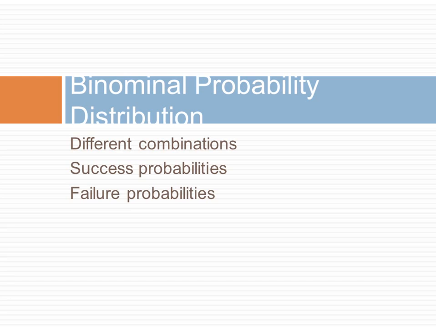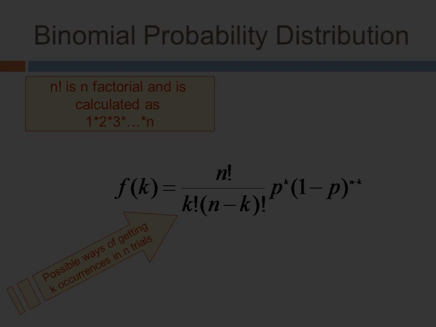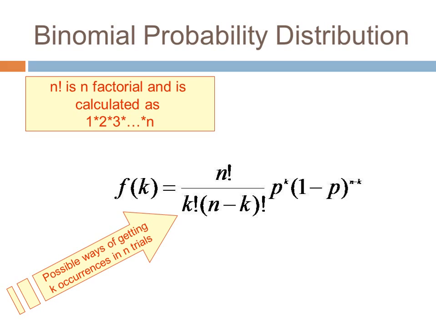This exercise with elopement has shown how binomial distribution is constructed. There are 3 components. The first component is the count of different combinations of getting exactly a certain number of occurrences and non-occurrences. In the binomial formula, n exclamation mark is referred to as n factorial. The proportion of n factorial divided by k factorial times n minus k factorial counts the number of different ways k occurrences of the event might be arranged in n trials.